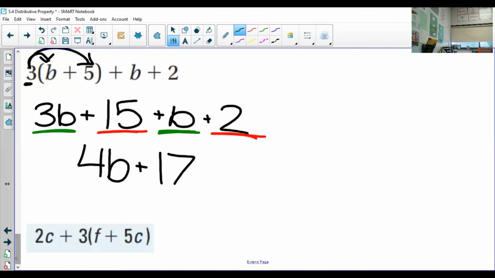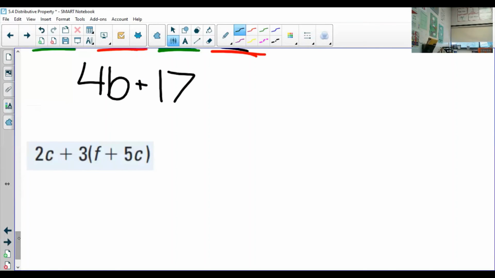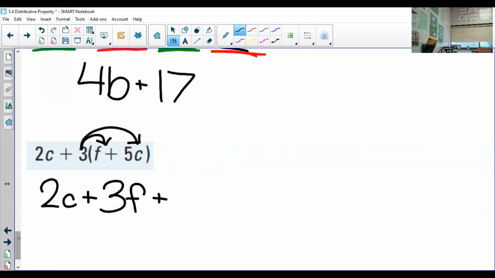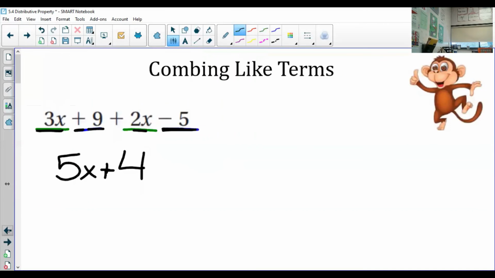All right, this will be our last one. Here we go. Again, we've got a distributive property. So let's copy down the first part. 2c plus 3 times f is 3f, plus 3 times 5c is 15c. Like terms here, what do we see? Well, I see 2 c's, right? I've got this 2c and a 15c. What's 2 plus 15? 17c plus 3f, because there's no other f's to combine. So that is it. And I believe that is all we are doing.